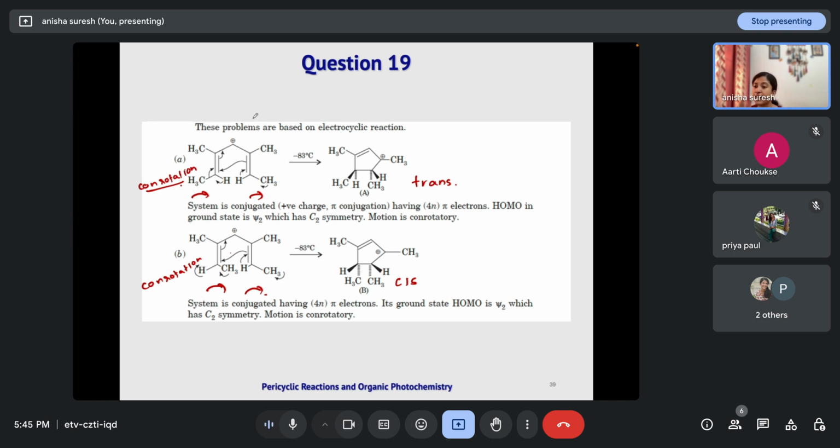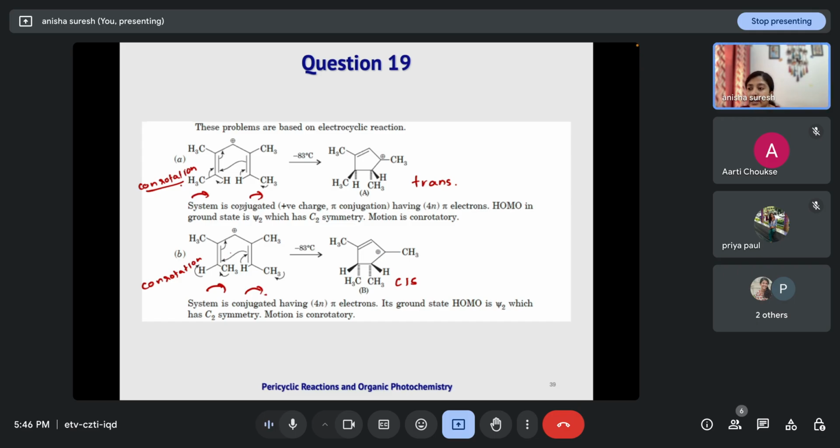If anions are present, then the electrons involved will be different. Then it will be 4n plus 2. But in the case of cations, here it will be a 4n system. Okay. Yes, ma'am.